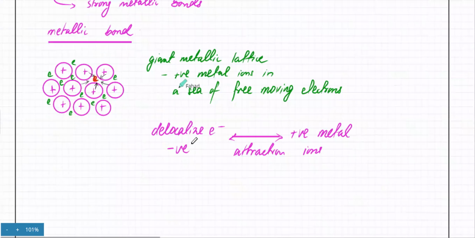So because of the free moving electrons, there are some properties that a metal has. For example, this one, free moving electrons. They're very good conductors of electricity.